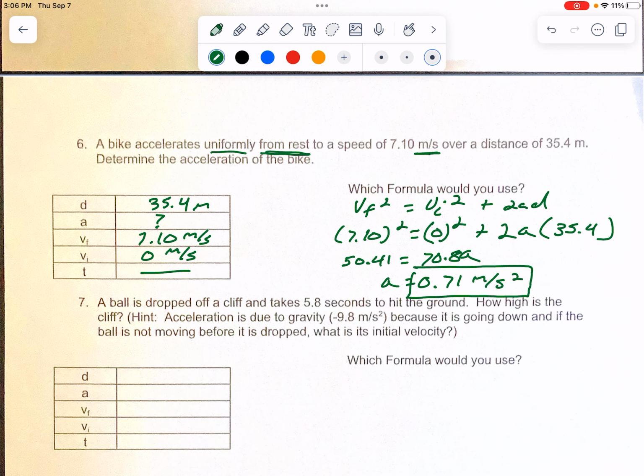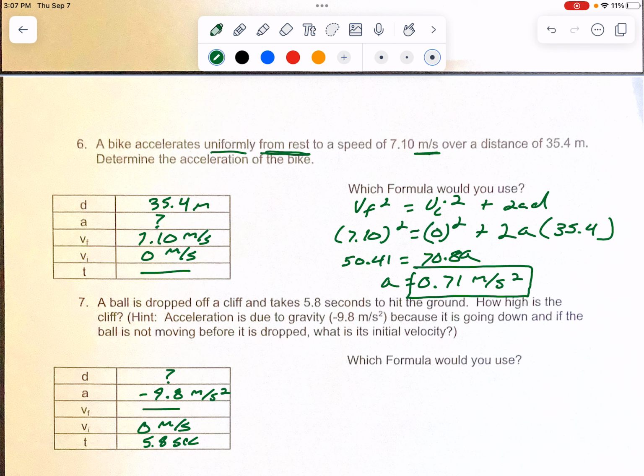Number 7, a ball is dropped off a cliff and takes 5.8 seconds to hit the ground. So time is 5.8 seconds. How high is the cliff? So that means you're looking for the distance. Hint, acceleration due to gravity is negative 9.8 meters per second squared. So A is negative 9.8 meters per second squared because it's going down. And if the ball is not moving before it's dropped, what is the initial velocity? So whenever we're dropping something, it's not moving at first. So initial is going to be 0. That means we did not care about V final.